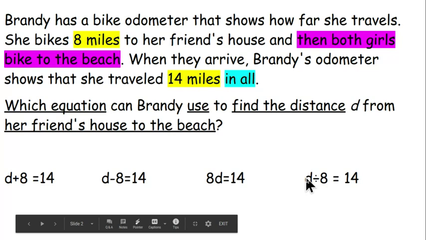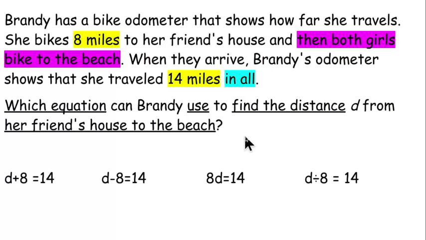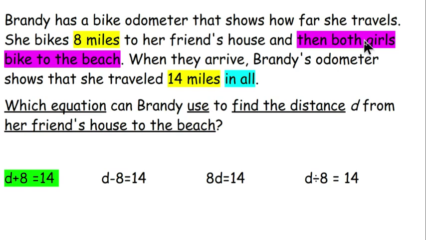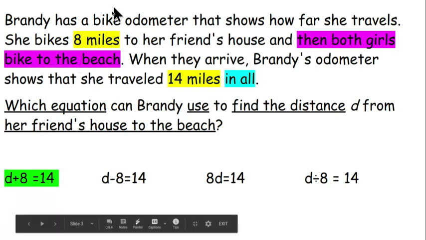Well, let's think. Would that really make sense when this 8 is the miles from her house to her friend's house? Probably not. And plus, we have the "in all," which tells us that we're probably adding. So hopefully you picked right. And we're going to use this one, right? We're taking the distance from her friend's house, this one right here, this purple, for what they rode together, added to the 8 miles from her house to her friend's house. And we end up riding 14 in all.